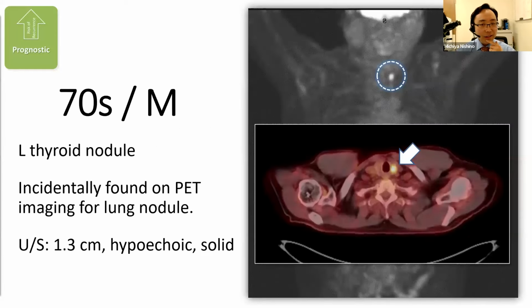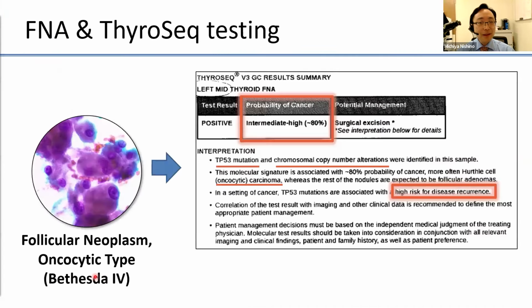So this patient is a man in his 70s. He was found to have an incidental left thyroid nodule that was detected on a PET imaging for a lung nodule. And a thyroid ultrasound revealed a 1.3 centimeter, really small, hypoechoic solid nodule, which underwent FNA. The FNA was very cellular, consisted of an exclusive population of variably sized, singly dispersed oncocytic cells. So the case was classified as oncocytic neoplasm, Bethesda category 4.